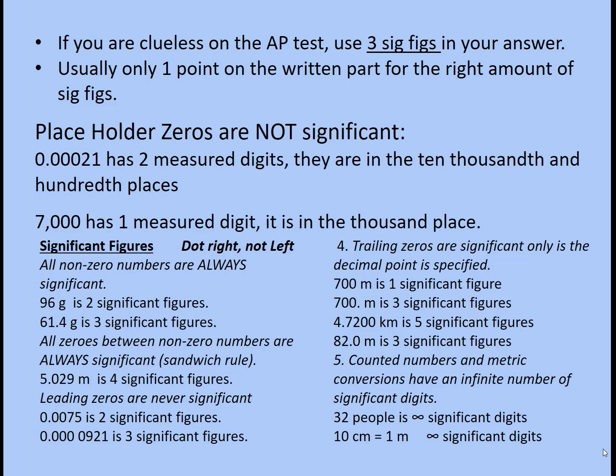Trailing zeros are significant only if there's a decimal place. So that first number there, 700 meters, that has 1 significant figure. But if I have a little dot after that last 0, then that means that they measured the ones place. So I would have 3 sig figs. So you need to really pay attention to where that decimal is. And then our last rules here, right here, my numbering got all screwed up here.